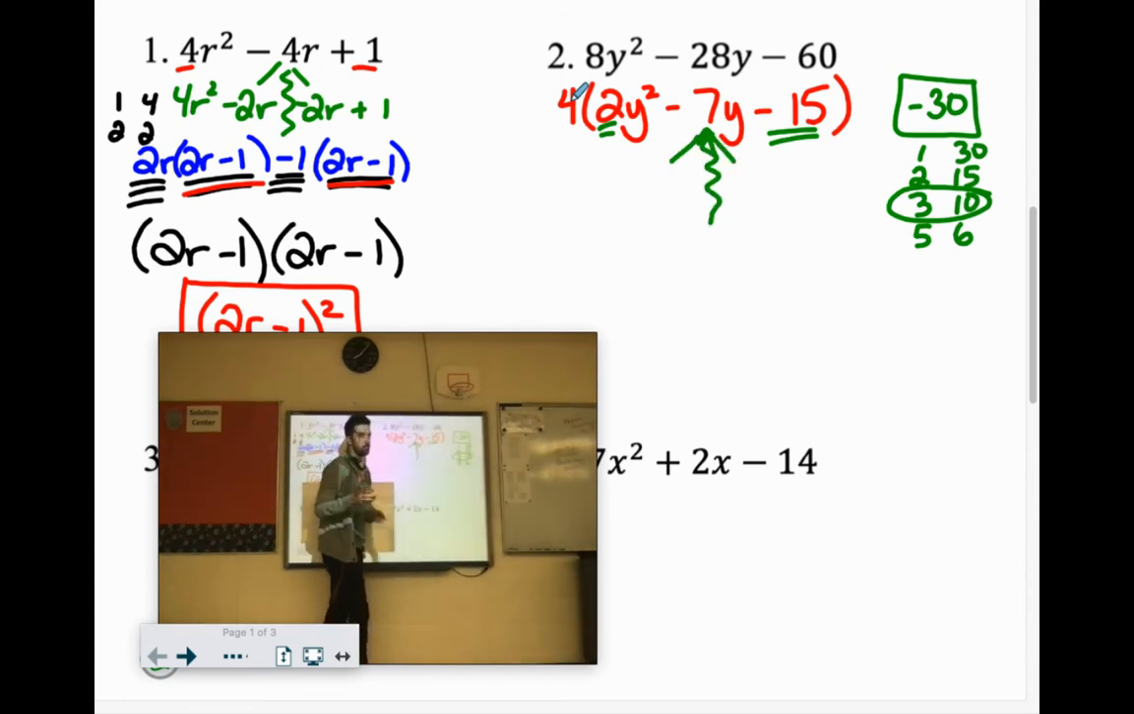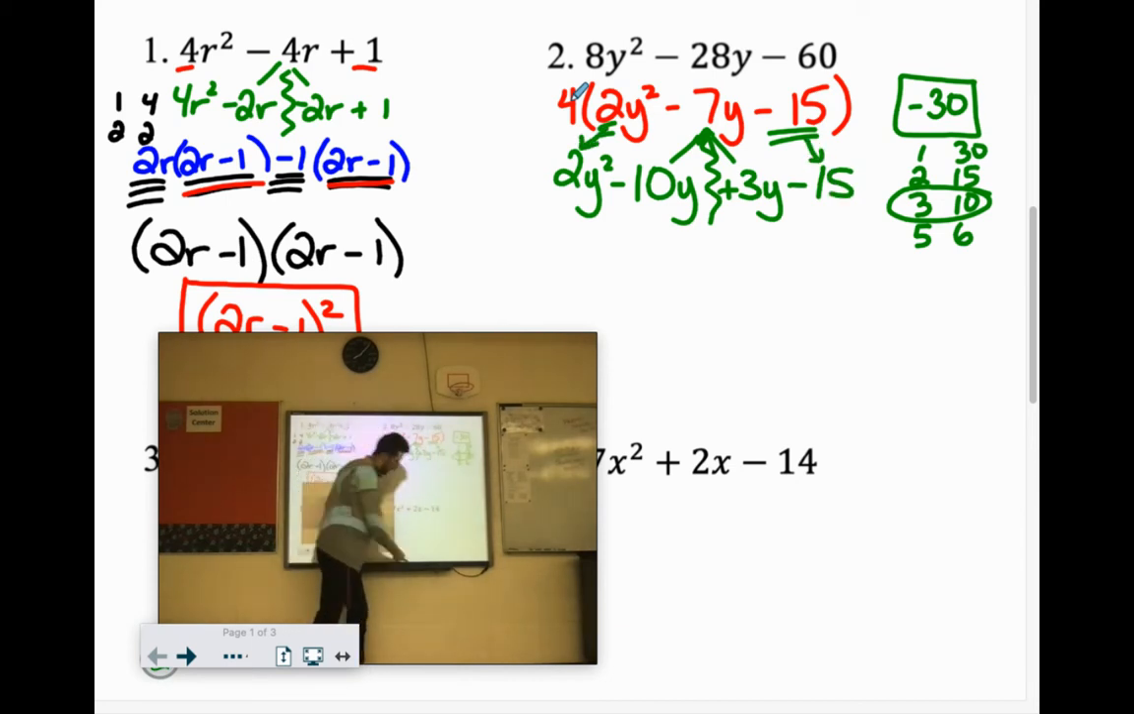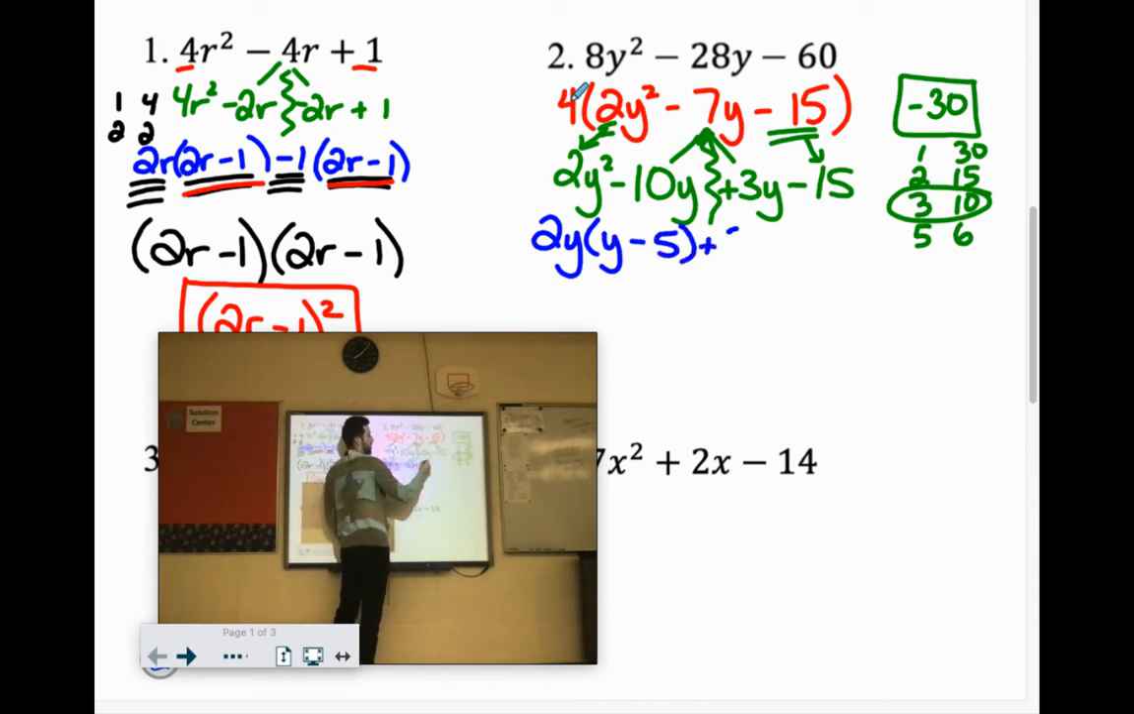Now it does not matter which one you write first, just make sure, because it adds up to negative 7, that you have it as negative 10 and positive 3. So again, it doesn't matter which one you write first. Let's say I wrote the negative 10y first, and then the positive 3y. We brought down our negative 15, we brought down our 2y squared. Now we'll factor each side of this. So 2y squared and 10y have 2y in common, which would leave us with y minus 5. 3y and 15 have positive 3 in common, which leaves us with y minus 5.